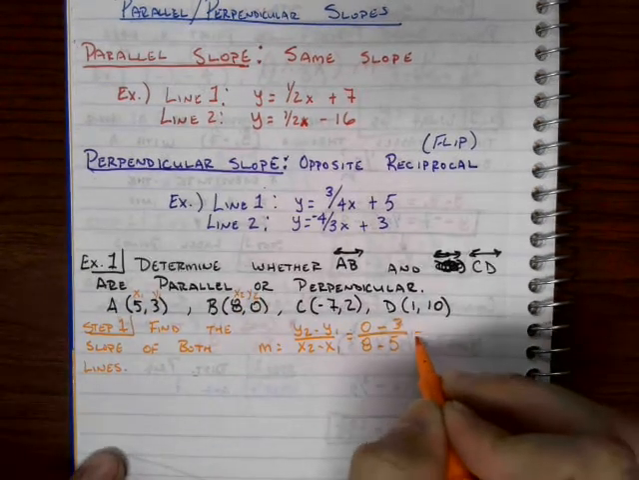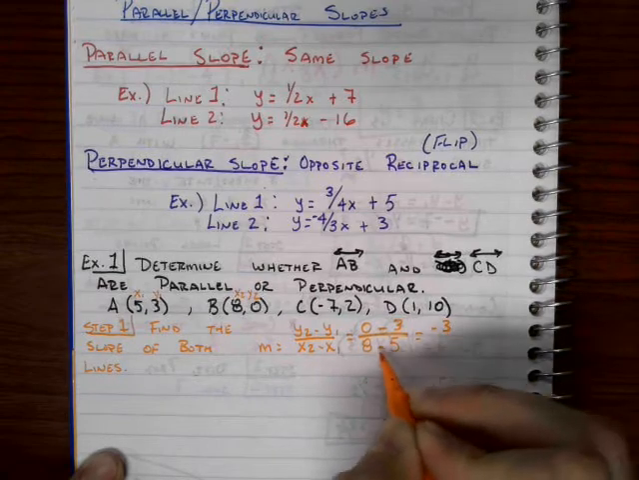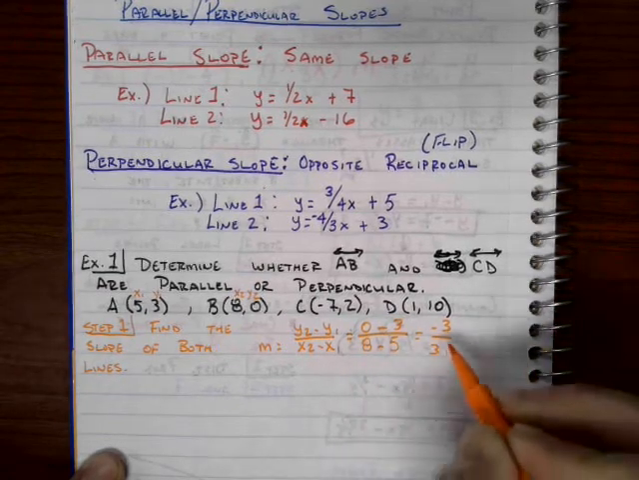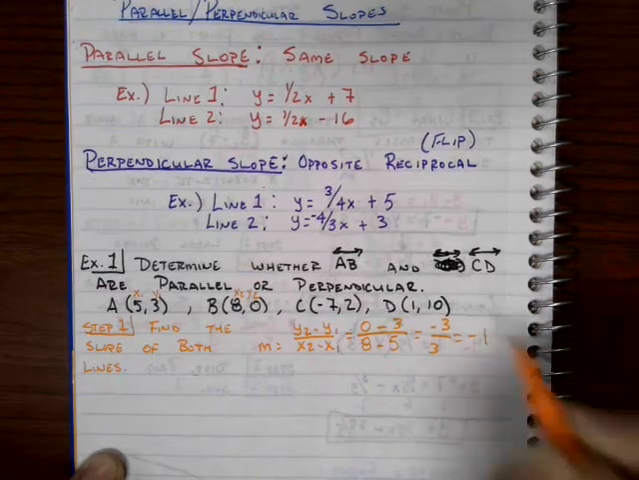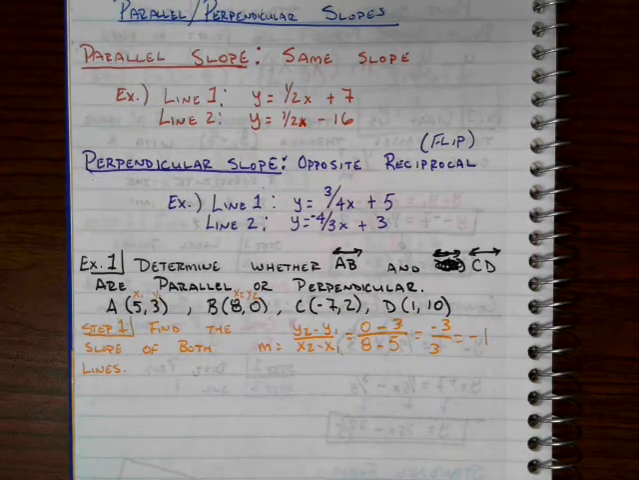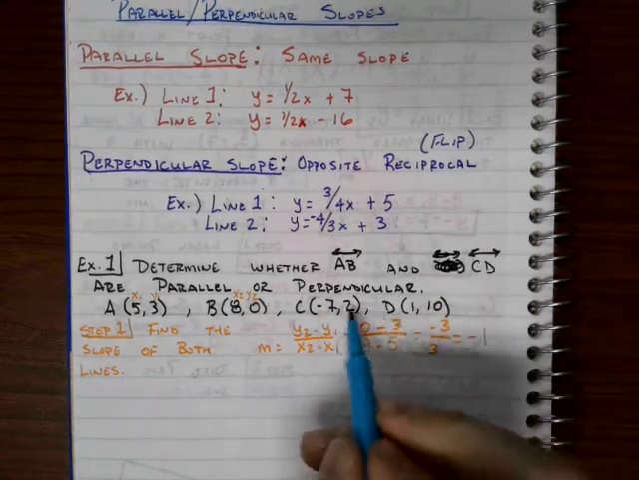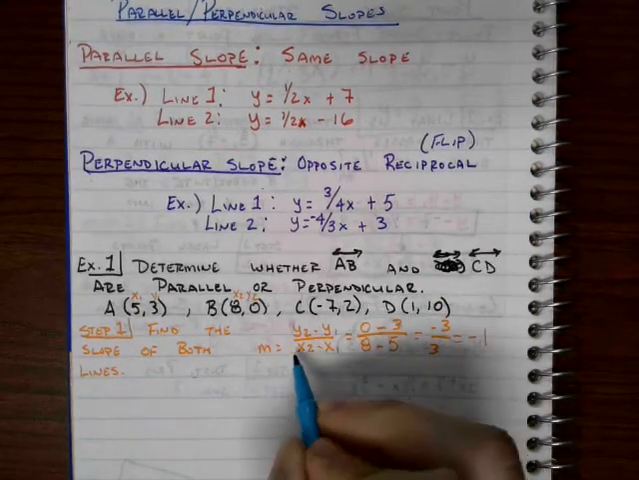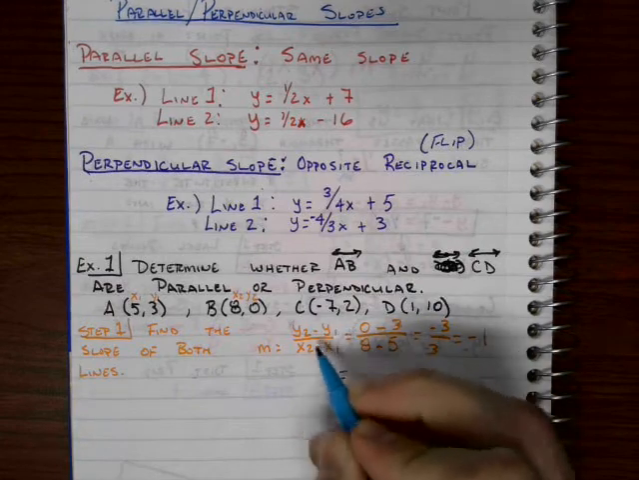So we would get 0 minus 3 is negative 3, 8 minus 5 is 3, and when I reduce that, I'm going to get negative 1. So now, let's find the slope of my second line, which is CD. So these two go together. I won't write my formula again. We'll just leave it here for reference.